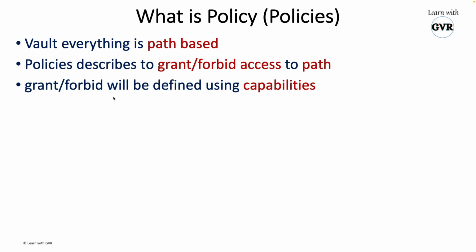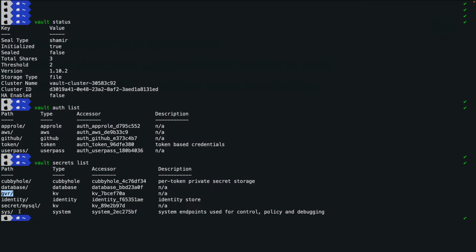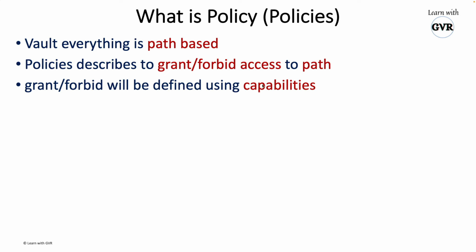Now grant and forbid will be defined using capabilities. When I say I want to allow or deny access, how do you define it? By using capabilities. Capabilities is a terminology in the Vault policy. You will be using this word a lot in the Vault policy. So Vault policy means capabilities, as simple as that.